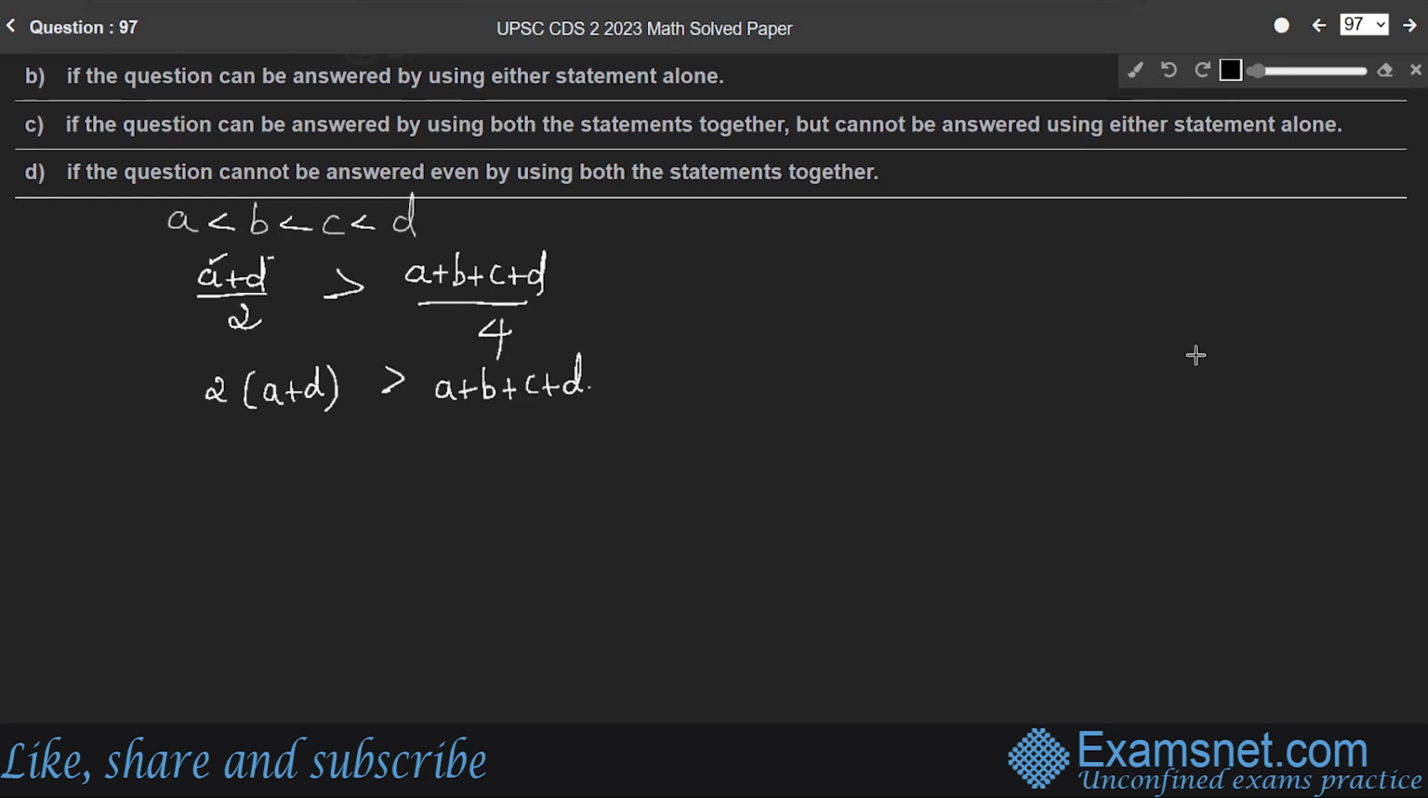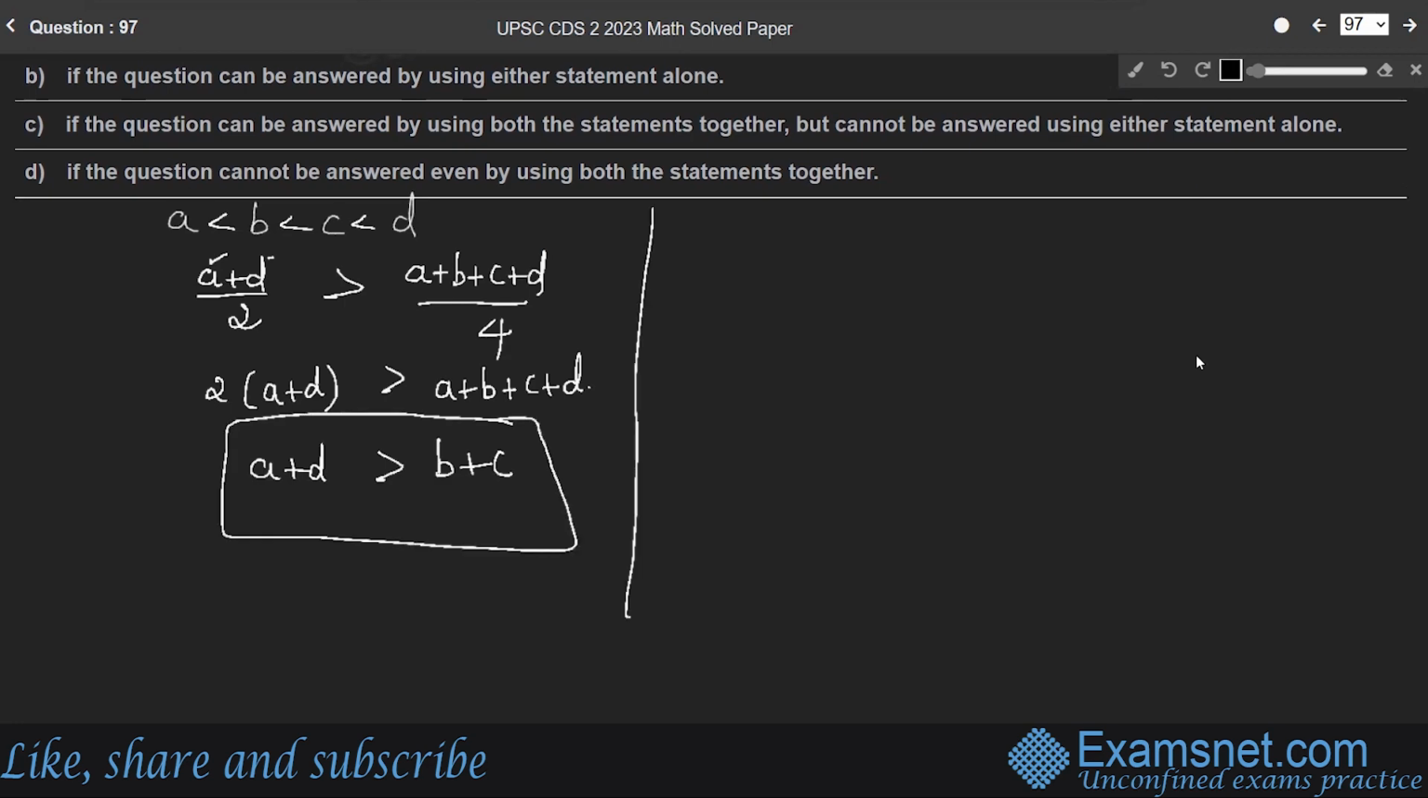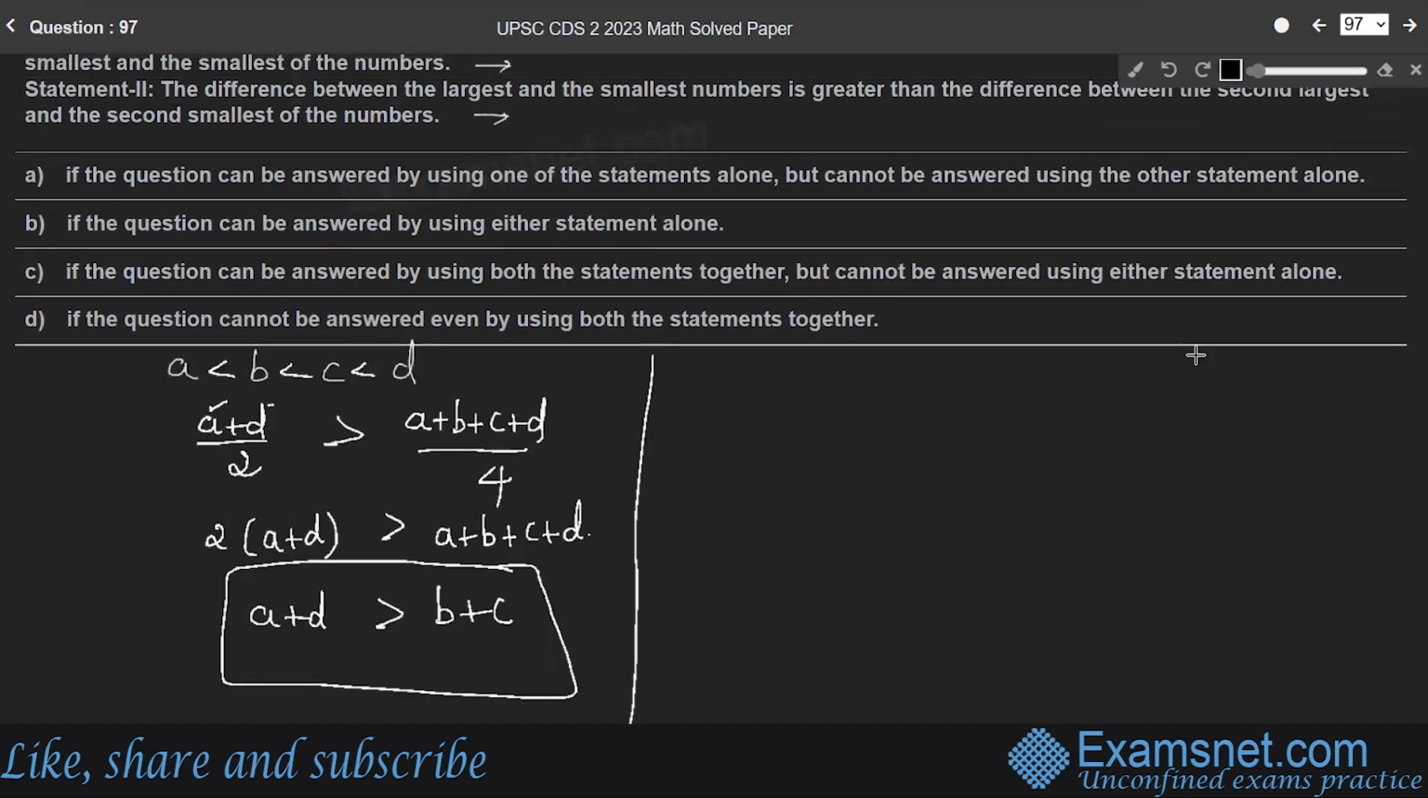When A plus D is subtracted on both sides, so A plus D is greater than B plus C, right? To decide this factor, how many statements are required? Both the statements are required or one of the statements is required, right? That we have to decide.